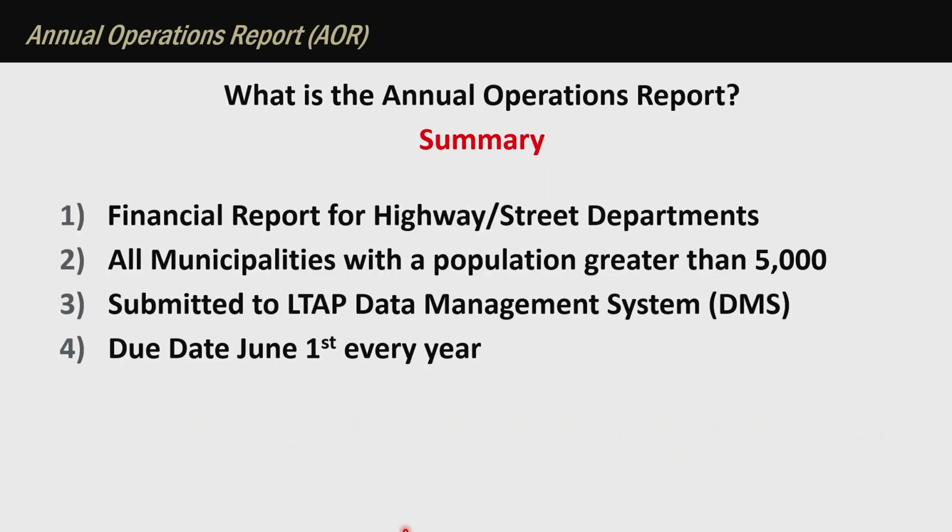So just a quick summary of what I've discussed so far. The annual operations report is a financial report for the highway and street department. So it's not for the entire city, town, or county. It's just what applies to your street departments and highway departments. It's required for all municipalities with a population greater than 5,000 people, as well as all counties. You're going to submit that to our data management system, and the due date for that is June 1st.